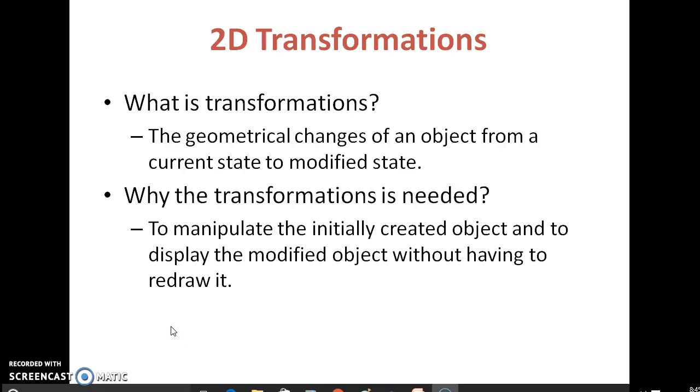What is 2D transformation? The geometrical changes of an object from current state to modified state. Why is the transformation needed? To manipulate the initially created object and to display the modified object without having to redraw it.